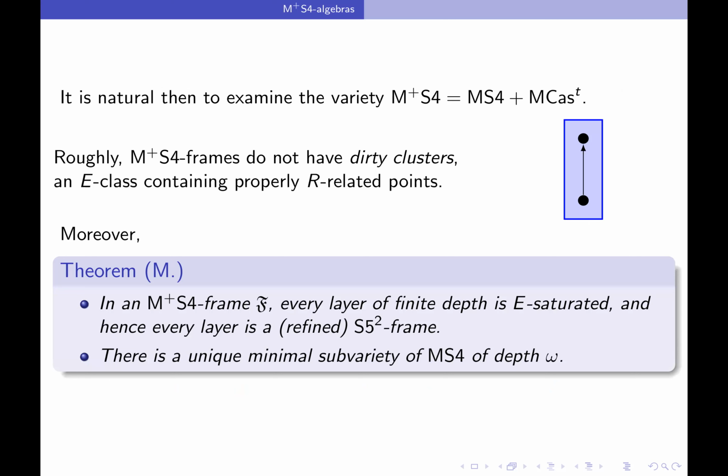So in a dual space of an M plus S4 frame, every layer of finite depth will actually be E saturated. And so instead of being an S5 subscript 2 frame, it turns out to be an S5 squared frame. So the restrictions of the relations on each layer actually commute. And this also drastically differs from the MS4 situation. We have a unique minimal subvariety of infinite depth again.